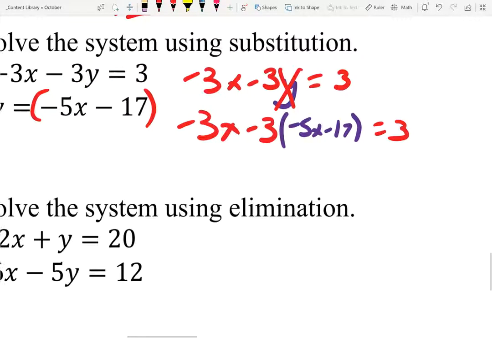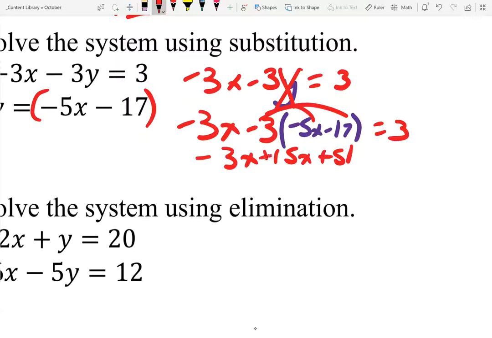Okay, so now there's no y in this equation. Now we can just solve it. The first thing I'm going to do is distribute my negative 3 to both terms. Negative 3 times negative 5 makes a positive 15x, and negative 3 times negative 17 makes positive 51. I'm going to bring the negative 3x down. Since it's positive 15, it's now plus 15x, not minus 15x, because the negative canceled out when I multiplied it with the negative 5. I'm going to bring down my equals 3. I notice I've got two x terms here that I can combine. Negative 3 plus 15 is 12x plus 51 equals 3.